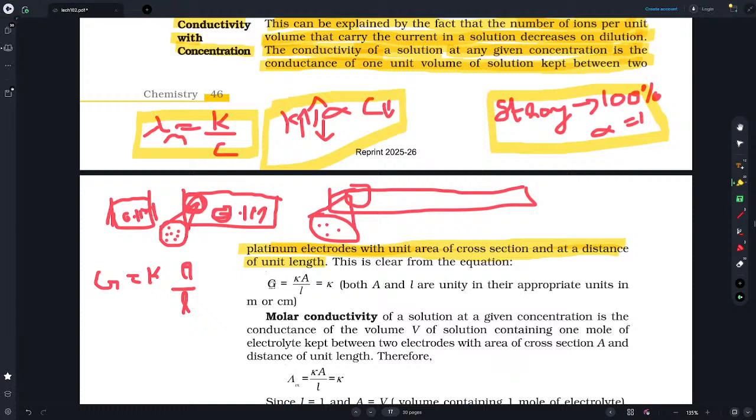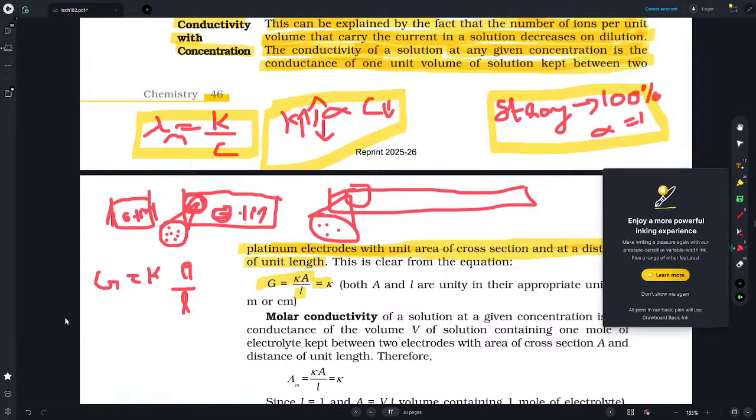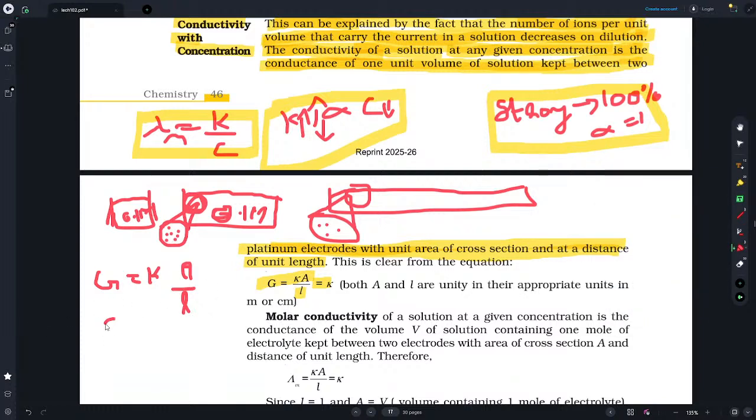This is clear from the same equation, G equals kappa A by L. G equals kappa, or conductance equals conductivity, only when the area is 1 meter square, or unit, and L is 1 meter. When A and L are unity, we see that G equals kappa.